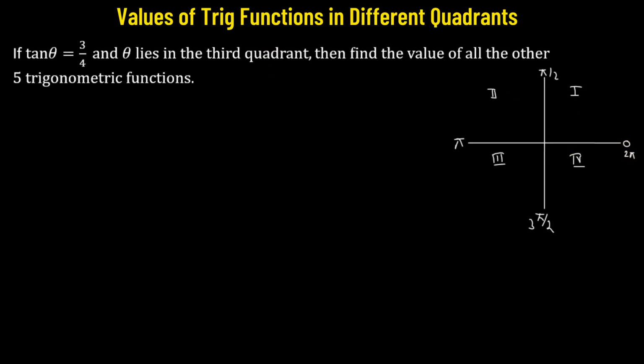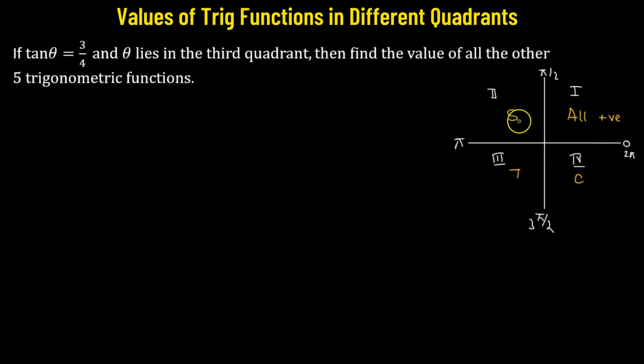Now there's a mnemonic to remember. We have to consider A, S, T, C. A means all trig functions are going to be positive. That means whether you consider sine, cosine, tangent, cotangent, secant or cosecant, all of those values are going to be positive in the first quadrant, that is, when theta lies between 0 and pi over 2.